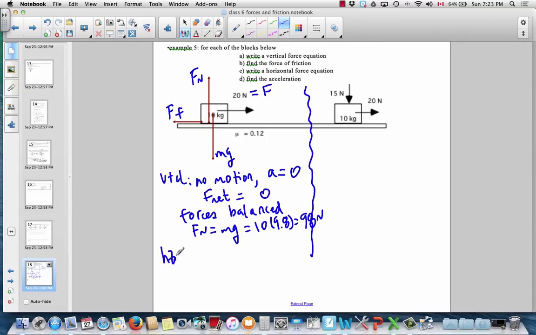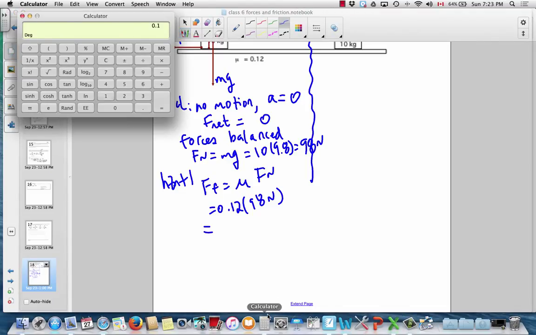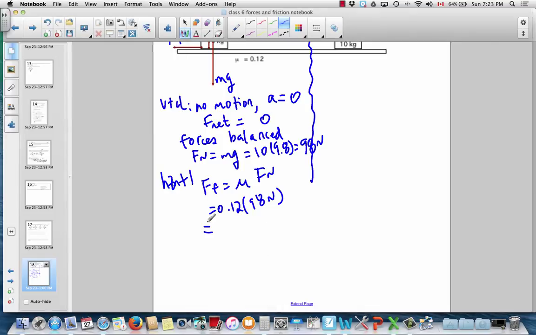Now, that's important because it enables us to find friction, because friction depends on the surfaces of contact and how much force is squeezing them together. So this surface has a 0.12 coefficient of friction, and with 98 newtons of force squeezing them together, we can determine how much friction we've got there. So 0.12 times 98, that's 11.76 newtons of friction.